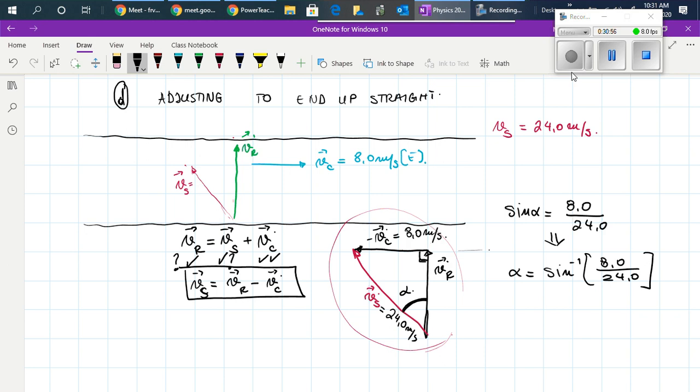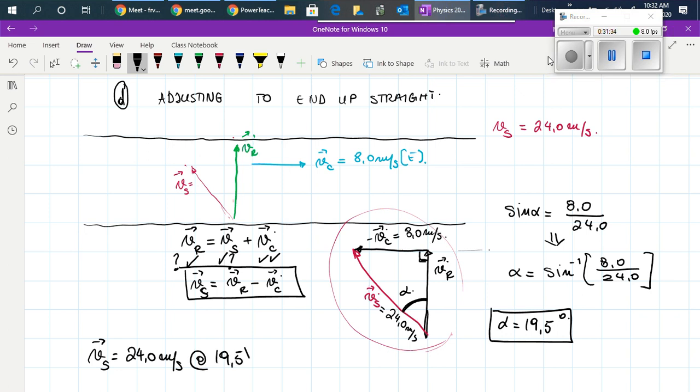In your calculator, inverse sine of 8 over 24 is 19.5 degrees. So this is what you have to do to figure out the direction in which the swimmer has to adjust to end up straight across. So now you can say that the swimmer will head at 24.0 meters per second at 19.5 degrees west of north.